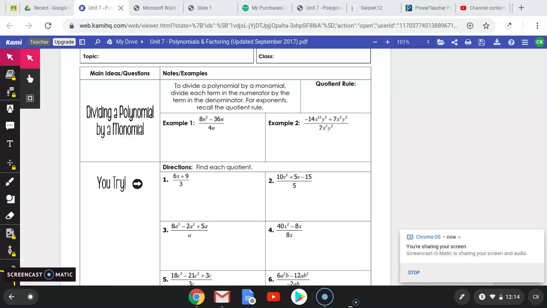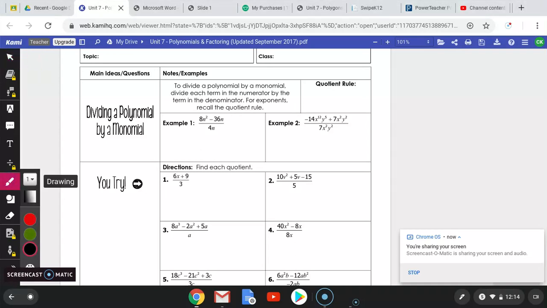In this video, we're going to be looking at dividing a polynomial by a monomial. This should have been taught back in pre-algebra, but you basically divide each term in the numerator by the term in the denominator because it's only one term. The one thing you just got to remember is the quotient rule for exponents.